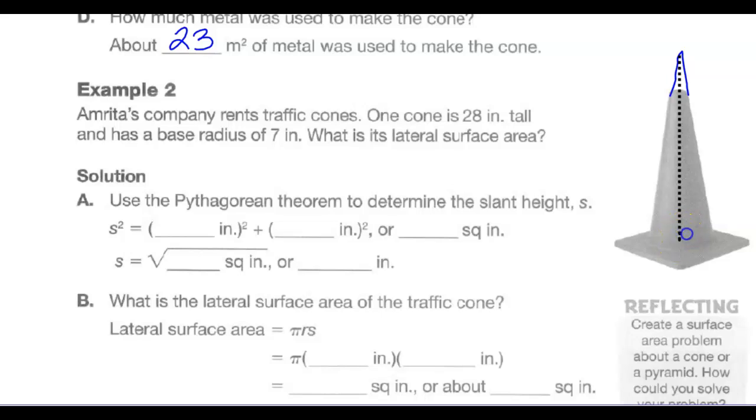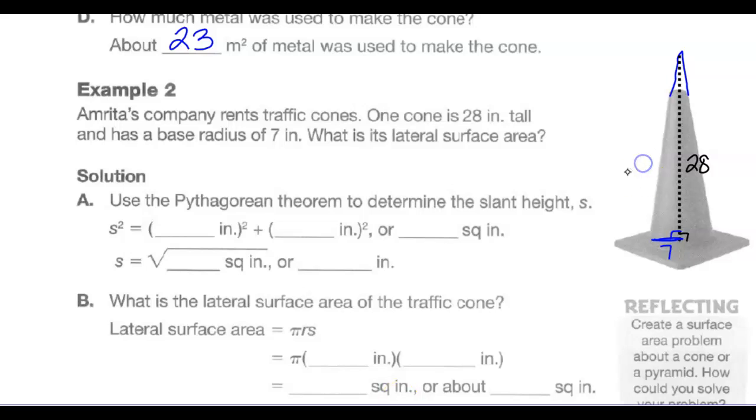And so it meets the base there, and this is 28 inches tall, but we need the slant height if we're finding lateral surface area. So that's where we've got a Pythagorean theorem that we've got to use. So coming out here, this is 90 degrees, that's 28. This is the radius, which we weren't given the diameter, so that's 7. So now we need to find the hypotenuse, okay? And that, in this, is called the slant height.